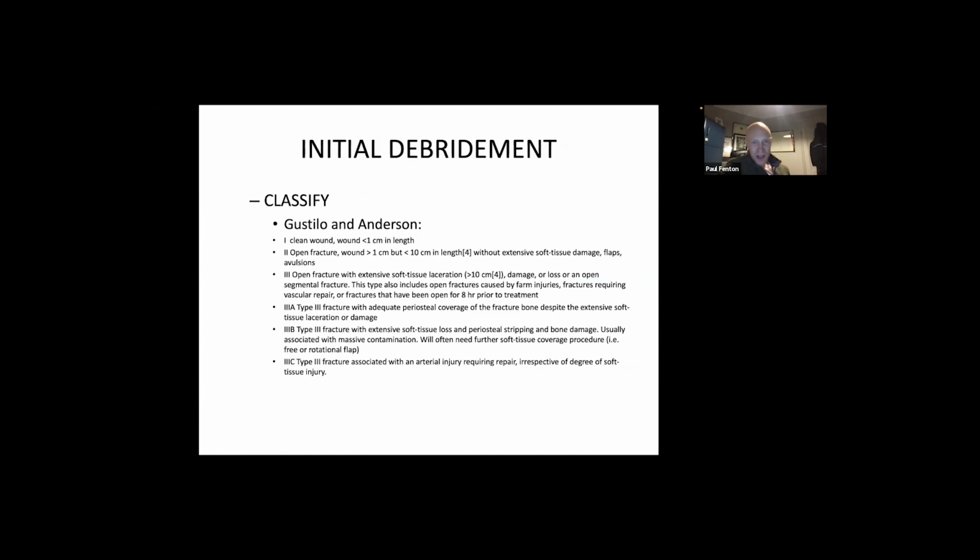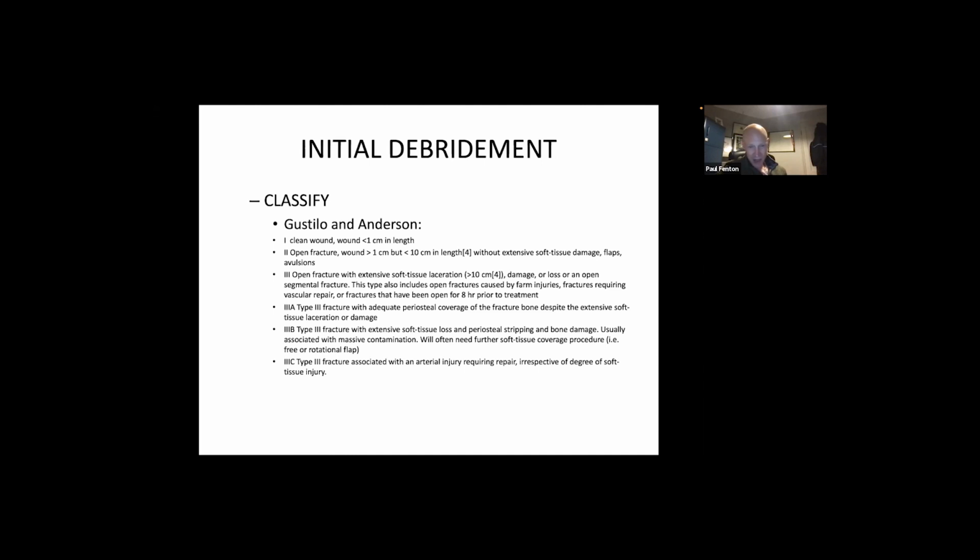So once we've done our debridement, we can classify the open fracture, which does have some uses and gives some ideas to guide our treatment. We won't go into the specifics of this. Essentially, this is the Gustilo and Anderson classification. It was described in the 70s and then later refined, so you can see at the bottom the type 3 injuries now have three subclassifications.